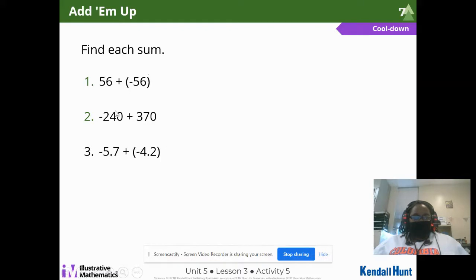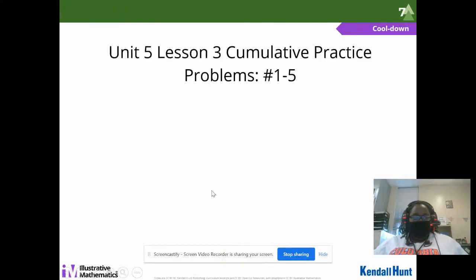Again, for this next set, it's pretty straightforward. You just combine the like terms. Go ahead and add or subtract the values to see what you get.